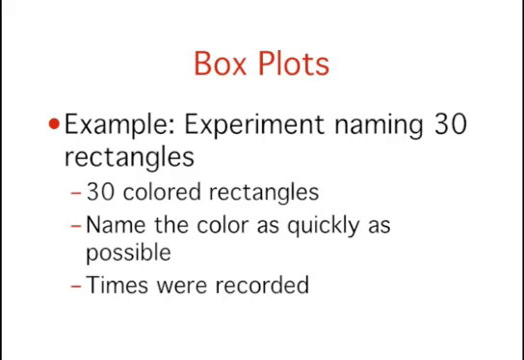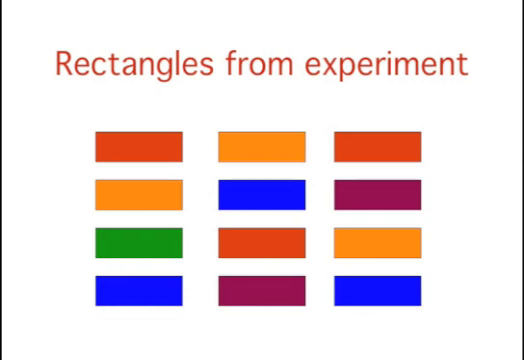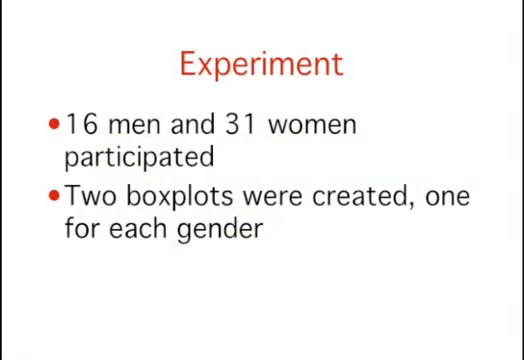Students in introductory statistics were presented with a page containing 30 colored rectangles. Their task was to name the colors as quickly as possible, and their times were recorded. Here's an example of the colored rectangles that the introductory statistics students viewed and named as quickly as possible. We'll compare the scores for the 16 men and 31 women who participated in the experiment by making separate box plots for each gender. Such a display is said to involve parallel box plots.